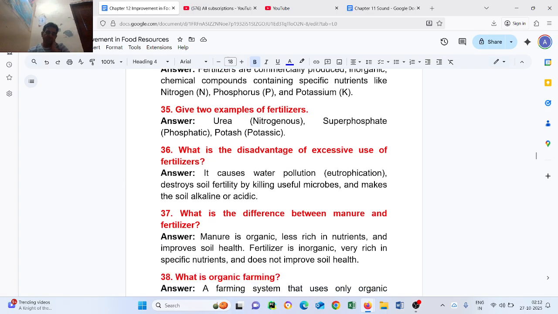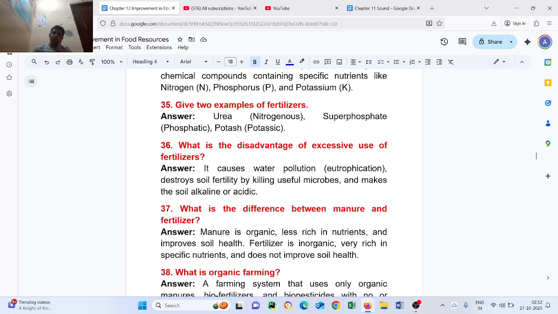Question number 37. What is the difference between manures and fertilizers? Manure is organic, less rich in nutrients and improves soil health. Fertilizer is inorganic, very rich in specific nutrients and does not improve soil health.